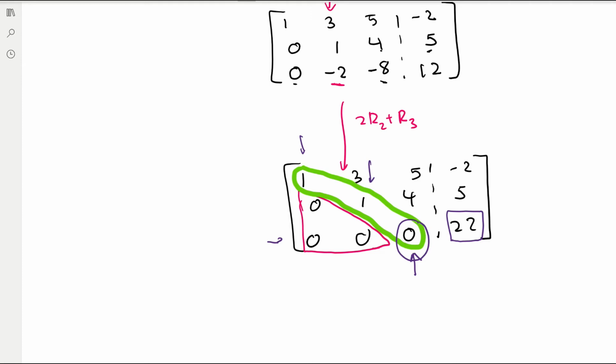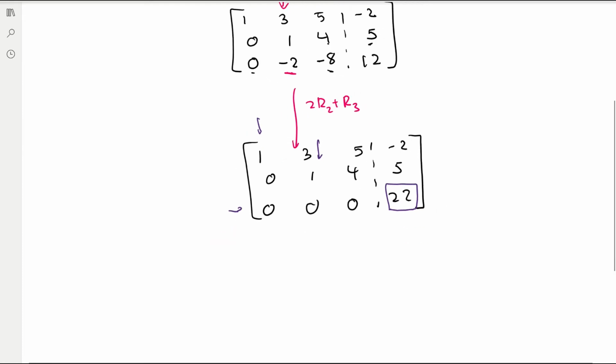So we were supposed to have a leading entry here, but we do not have a leading entry here. Instead of that, we have 0. So what does this mean? Okay, so I'm gonna stop here. So what we have here is the row echelon form. Now I'm not gonna go to the reduced row echelon form because we have a problem here. We have to address this.